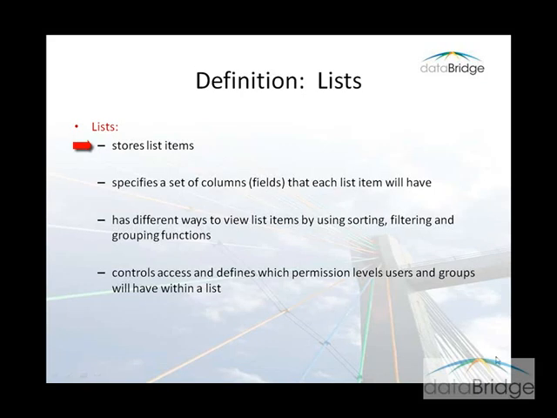Within sites, you have different lists that store list items. They specify a set of columns or fields that each list item will have. Lists have different ways to view list items by using sorting, filtering, and grouping functions. And they control access and define which permission levels users and groups will have within a list.